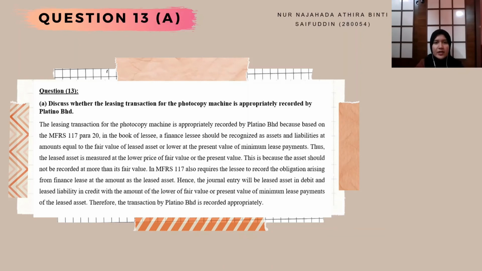MFRS 117 also requires the lessee to record the obligation arising from the finance lease at the same amount as the lease asset. Hence, the journal entry will be lease asset in debit and lease liability in credit, with the amount of the lower of fair value or present value of minimum lease payment of the lease asset. Therefore, the transaction by Platino Berhad is recorded appropriately.